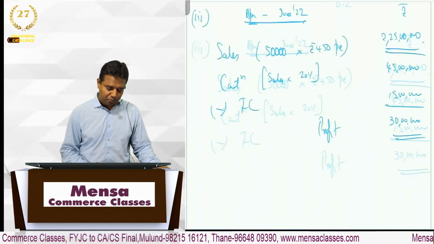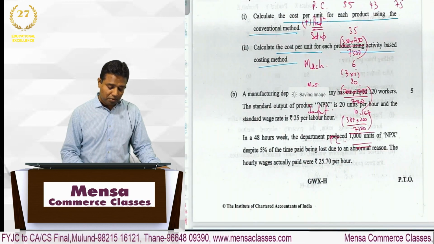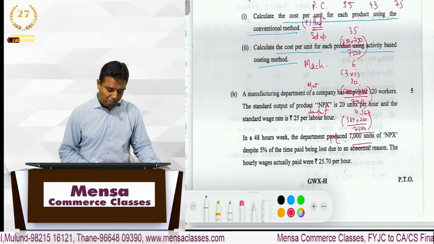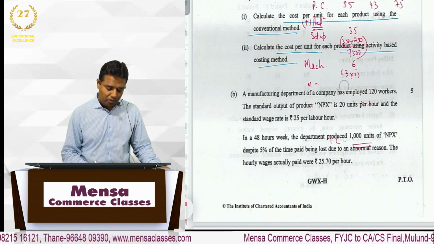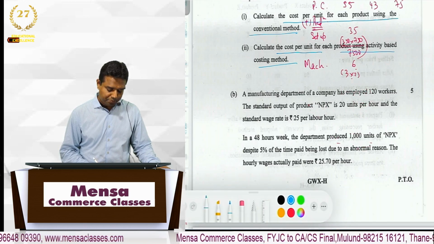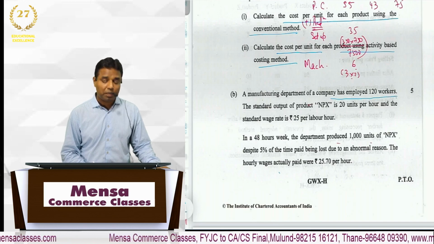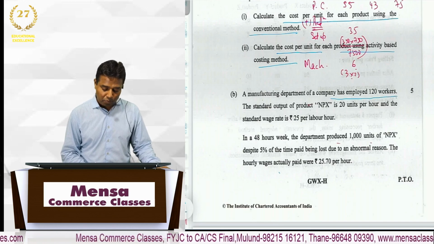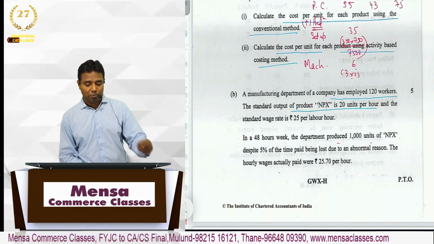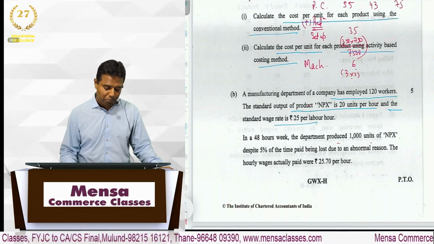Next one, that is your question number B part. So let's see B part. Manufacturing department of company has employed 120 workers. Standard output of NPX is 20 units per hour. So in 1 hour they are producing 20 units. And the standard wage rate is rupees 25 per labor hour.